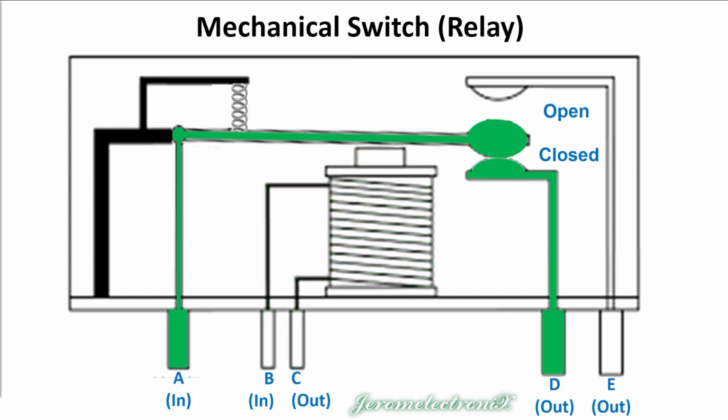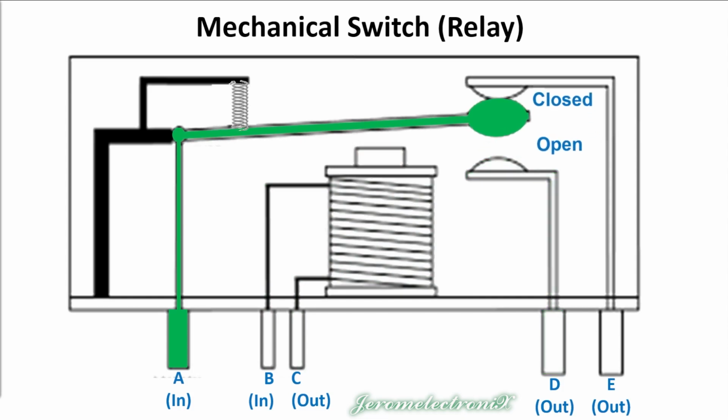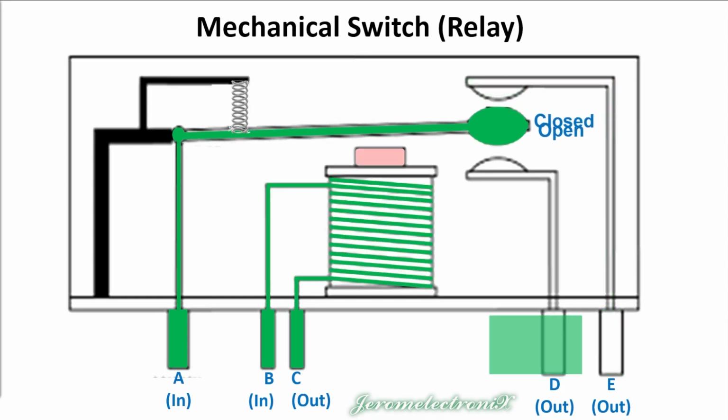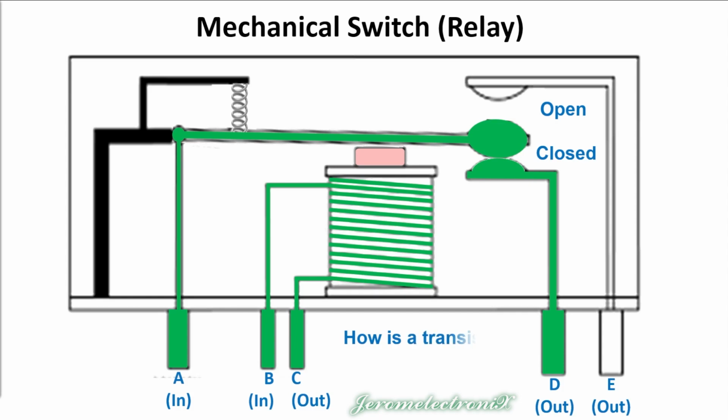Turn the magnet off, the spring takes over and pulls it back up and closes the other path, and the electrons and the voltage follow that path. Turn the magnet back on, change the path. That's how it works. But how is a transistor better than a relay? Because this is a relay. We haven't really talked about transistors yet, but they are both switches.